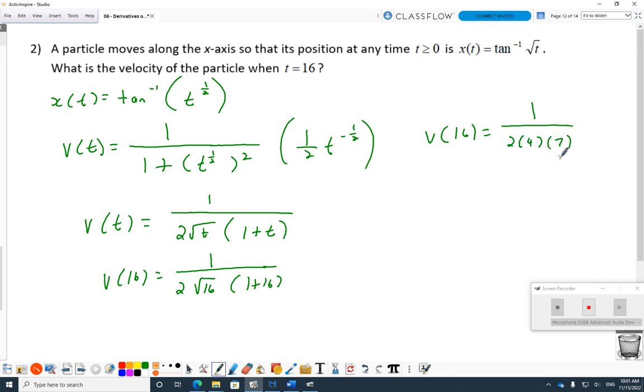Can I do it in my head? I'll try. V at 16 equals 17. Is that what you said, Georgia? Yeah. 8 times 17 is 80 and 56, 136.